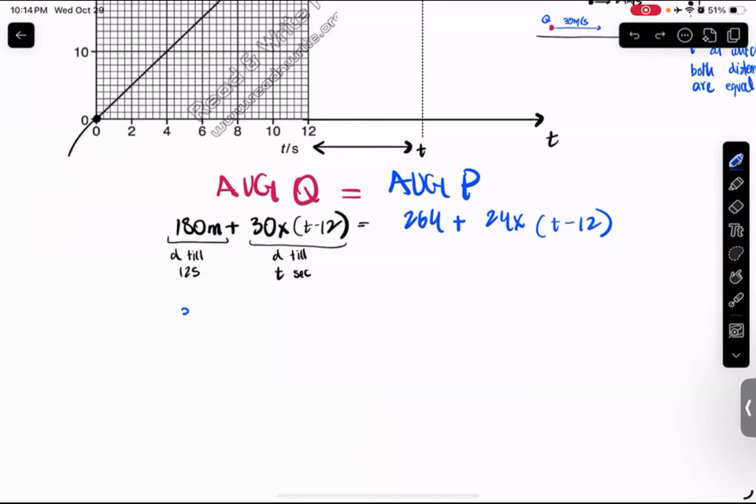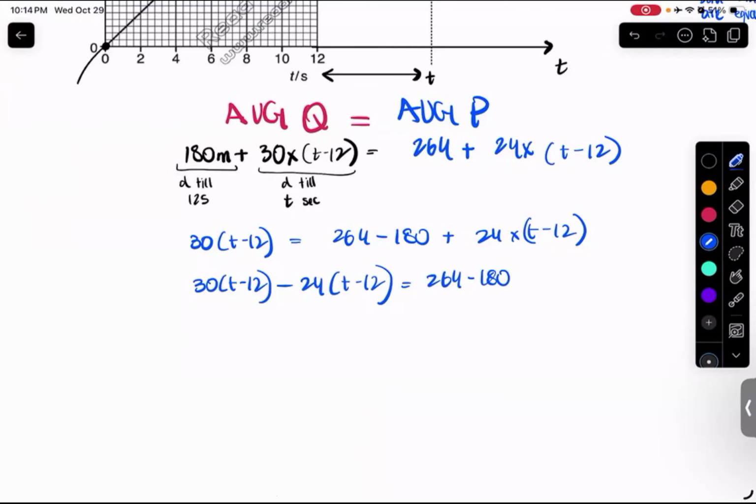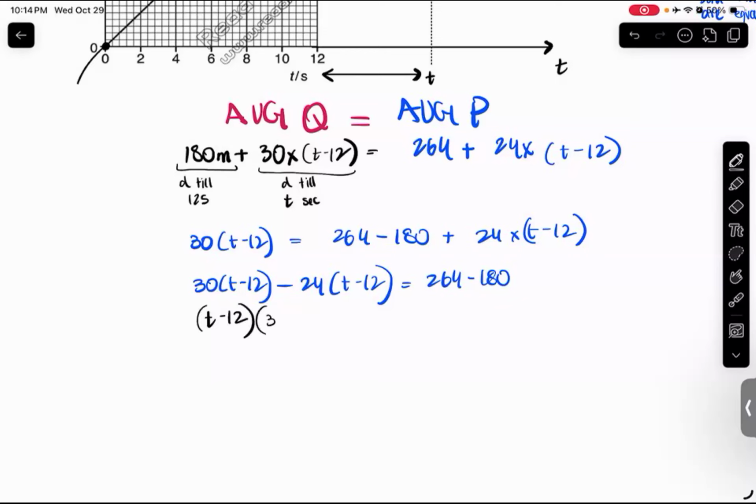So this 30 into t minus 12 equals 264 minus 180 plus 24 into t minus 12, right? And then 30 times t minus 12 minus 24 times t minus 12 equals 264 minus 180. Then I think I could take t minus 12 as a subject over here, which leaves me with 30 minus 24 equals 264 minus 180. And let's see if I can solve it.